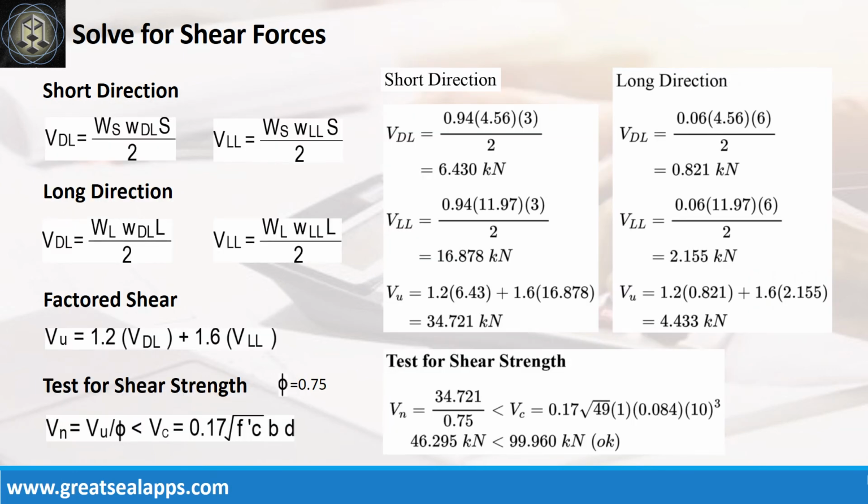At short direction, the shear force from dead load is 6.43 kN and live load is 16.878 kN for a factored shear force of 34.721 kN. At long direction, the shear force from dead load is 0.821 kN and live load is 2.155 kN for a factored shear force of 4.433 kN. The nominal shear force is 46.295 kN, less than 99.96 kN concrete capacity.